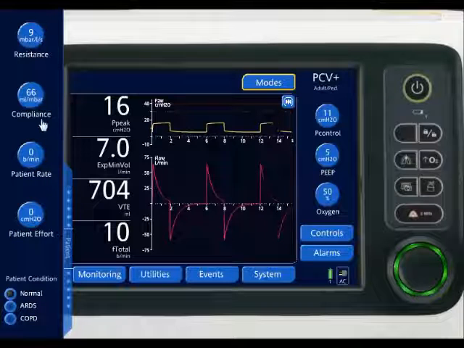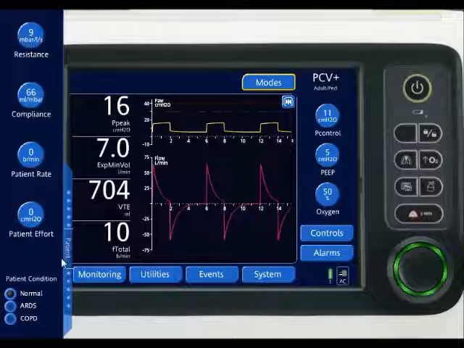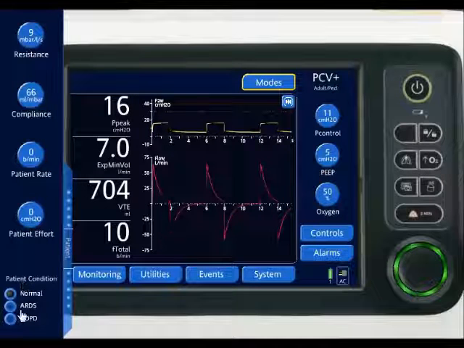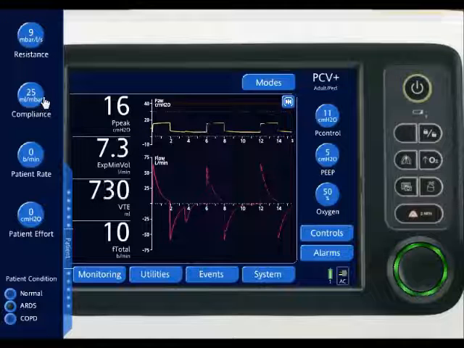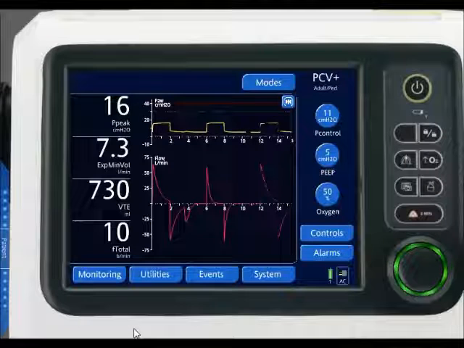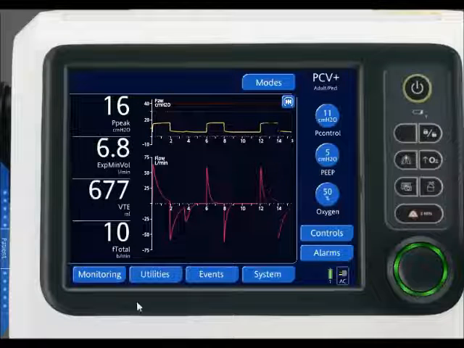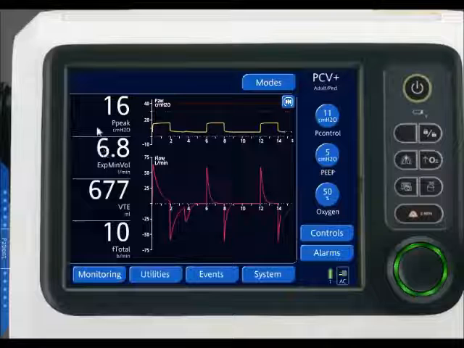I'm just going to change this to an ARDS patient, which will drop my compliance significantly. You notice I changed it to 20, and the compliance changes to 25. Let's look at the measured values. My peak pressure remains constant at 16, however my tidal volume is dropping significantly, which will also decrease my expiratory minute ventilation.